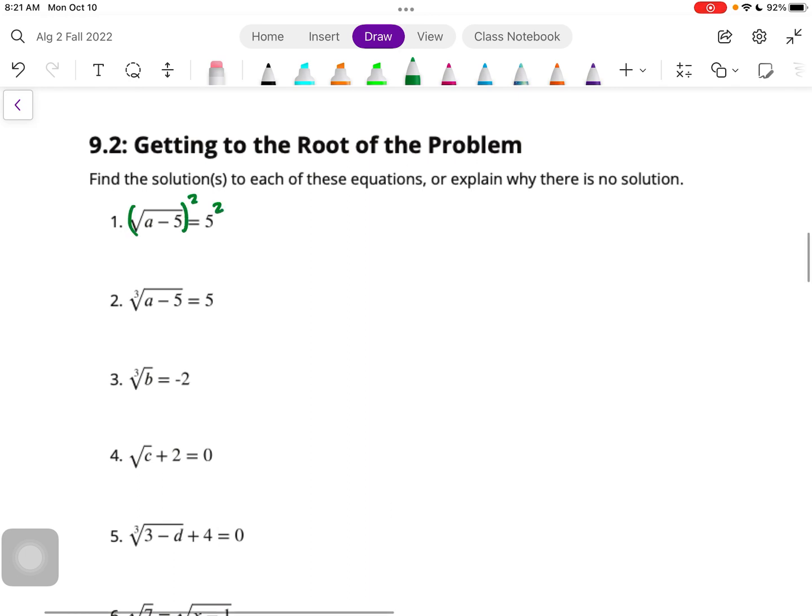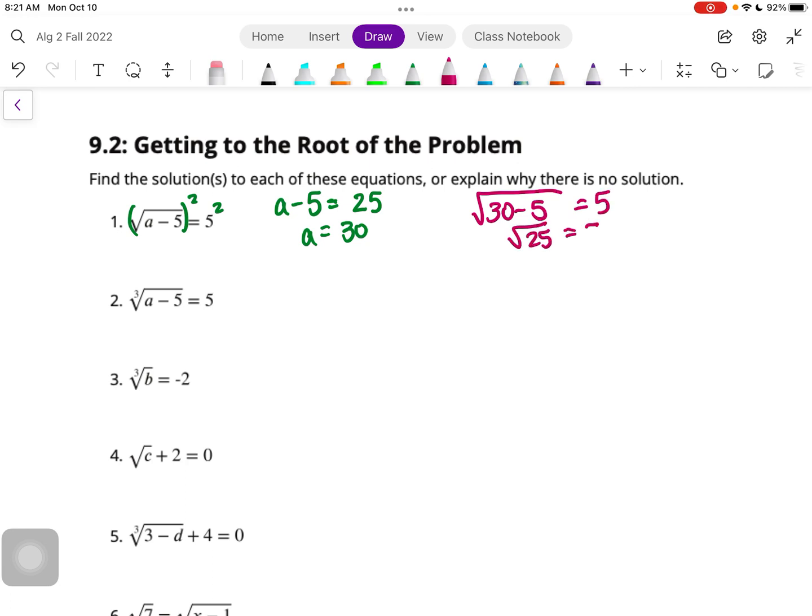So if I square both sides, I end up with a minus 5 equals 25. Right, and then I'm going to add my 5. So I get a equals 30. And then I plug that answer back in, because anytime I square both sides, I have to plug the answer back in. So I have the square root of 30 minus 5 equals 5. Square root of 25 equals 5, and that is true. So I know I'm good with my answer.